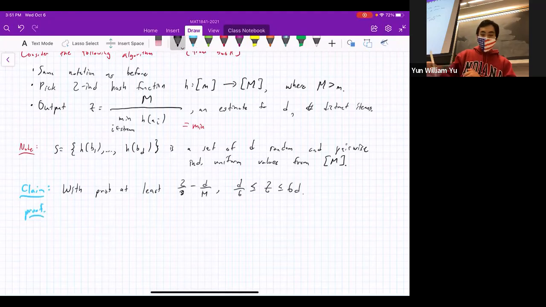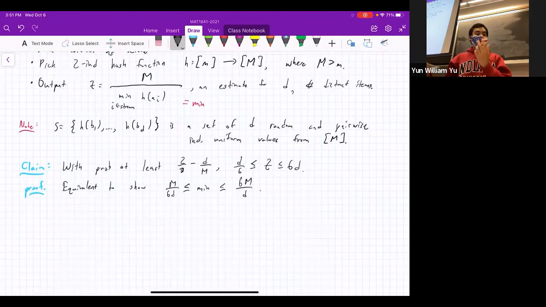So proof. Well, note that this is equivalent to showing that m over 6d is less than or equal to the min is less than or equal to 6m over d. Oh, and just for the record, you notice that we're dividing by m often. Well, that's just because, of course, if you're normalizing 0 to m minus 1 down to 0 to 1, that's what you do, roughly speaking.